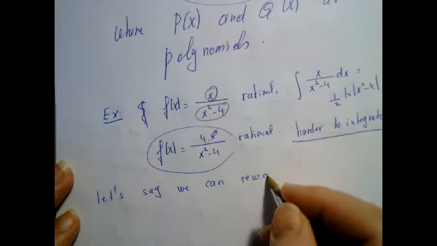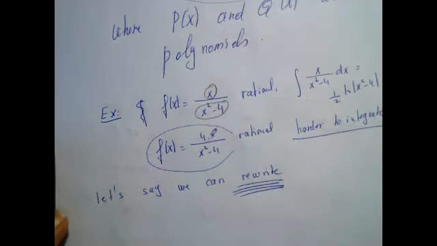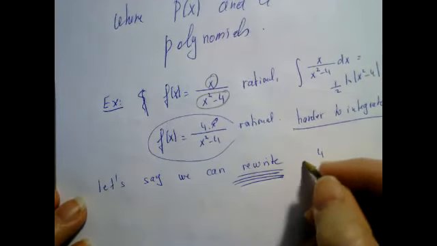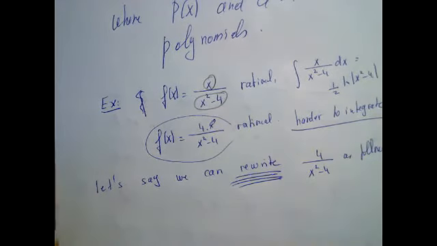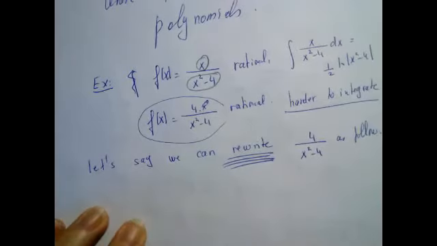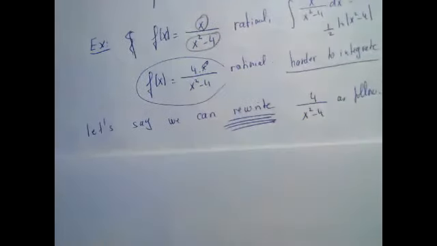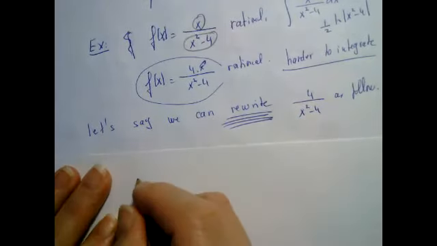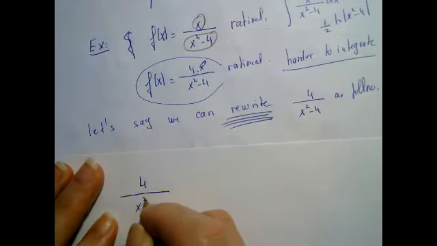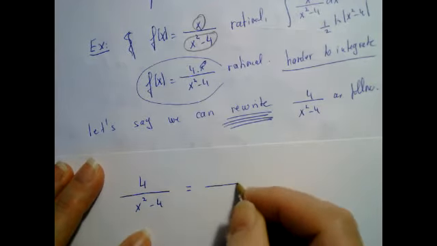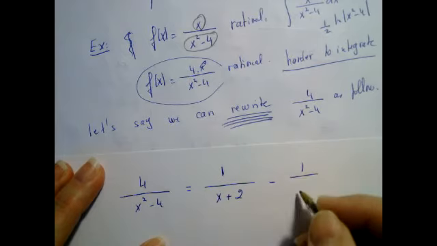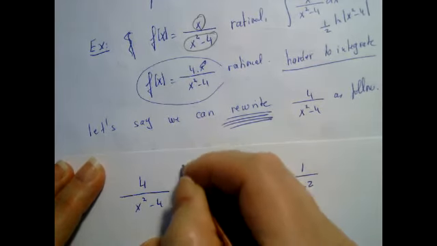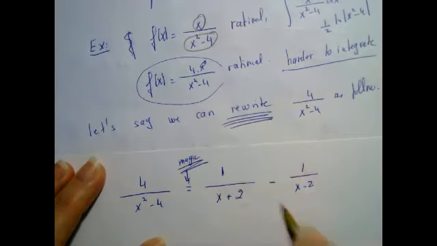We can rewrite. The word rewrite is important. 4 over x squared minus 4 as follows. Suppose this expression, 4 over x squared minus 4, by magic that we're going to learn, suppose I can rewrite it like this. Basically, sometimes we can decompose it like that. That should be plus 2. So suppose by magic, if you want, the magic that we're going to learn very soon, we can rewrite it like this.